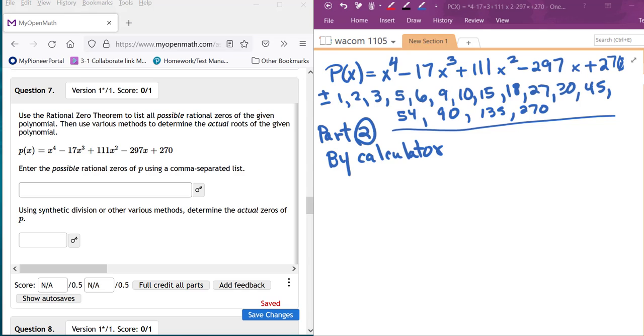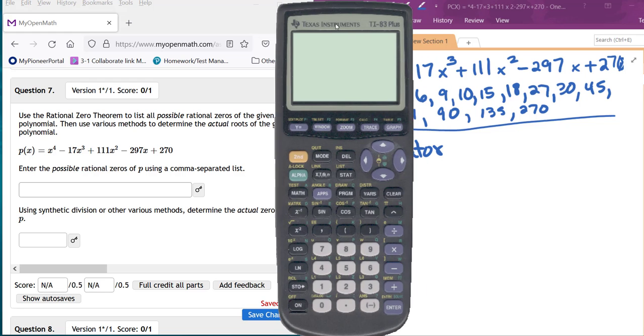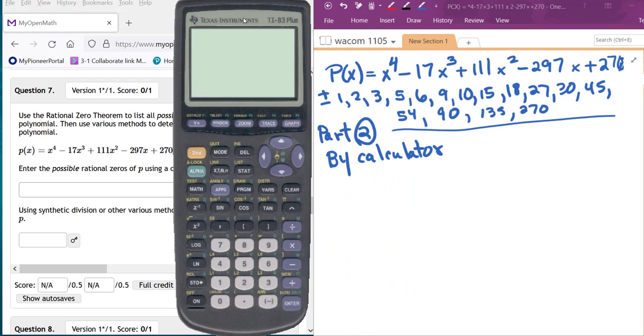So I'm just going to show you how to find the zeros for problem 7. Let's pull up a graphing calculator. I have already typed the problem in: x to the 4th minus 17x cubed plus 11x squared minus 297x plus 270. All right, we'll say graph.